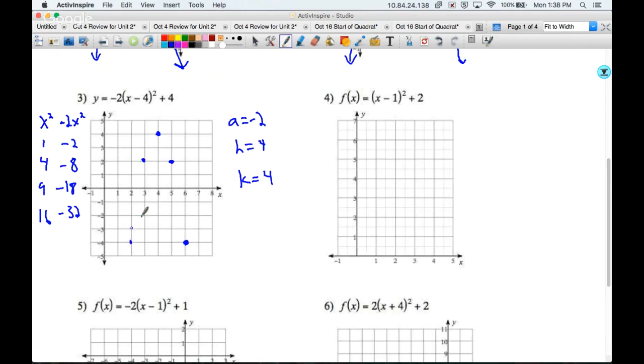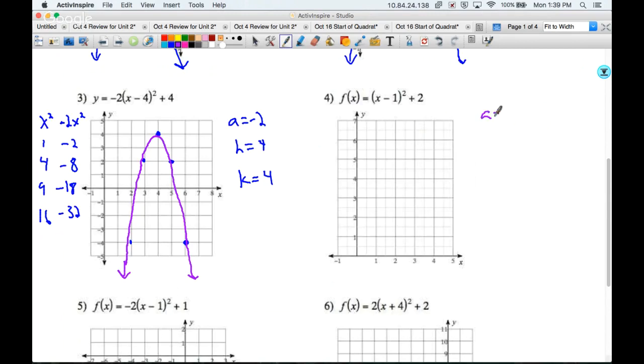Make it symmetrical over our axis of symmetry, and connect the dots. Other options would be using our calculator and then using the table feature to get these values, or creating a little table ourselves of x and y values that we can plot.